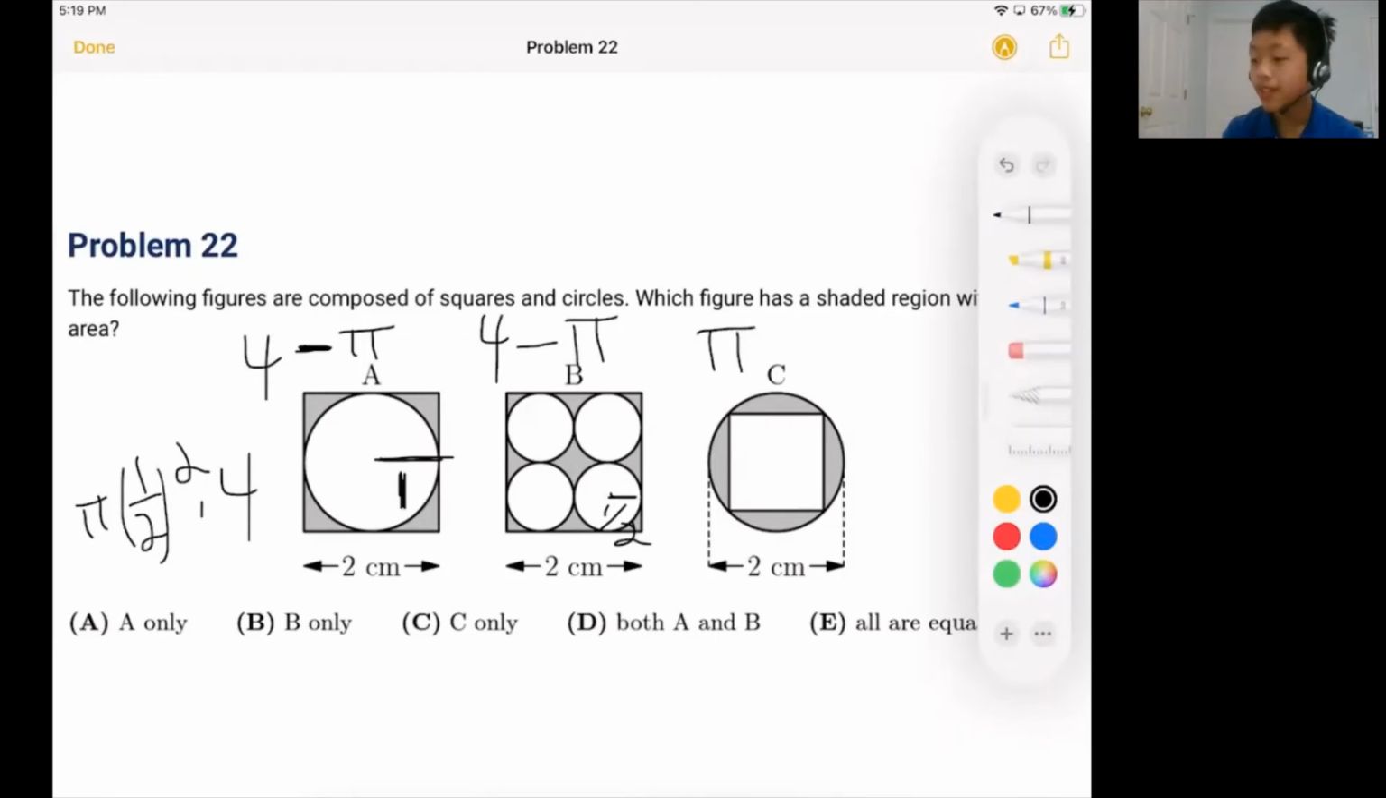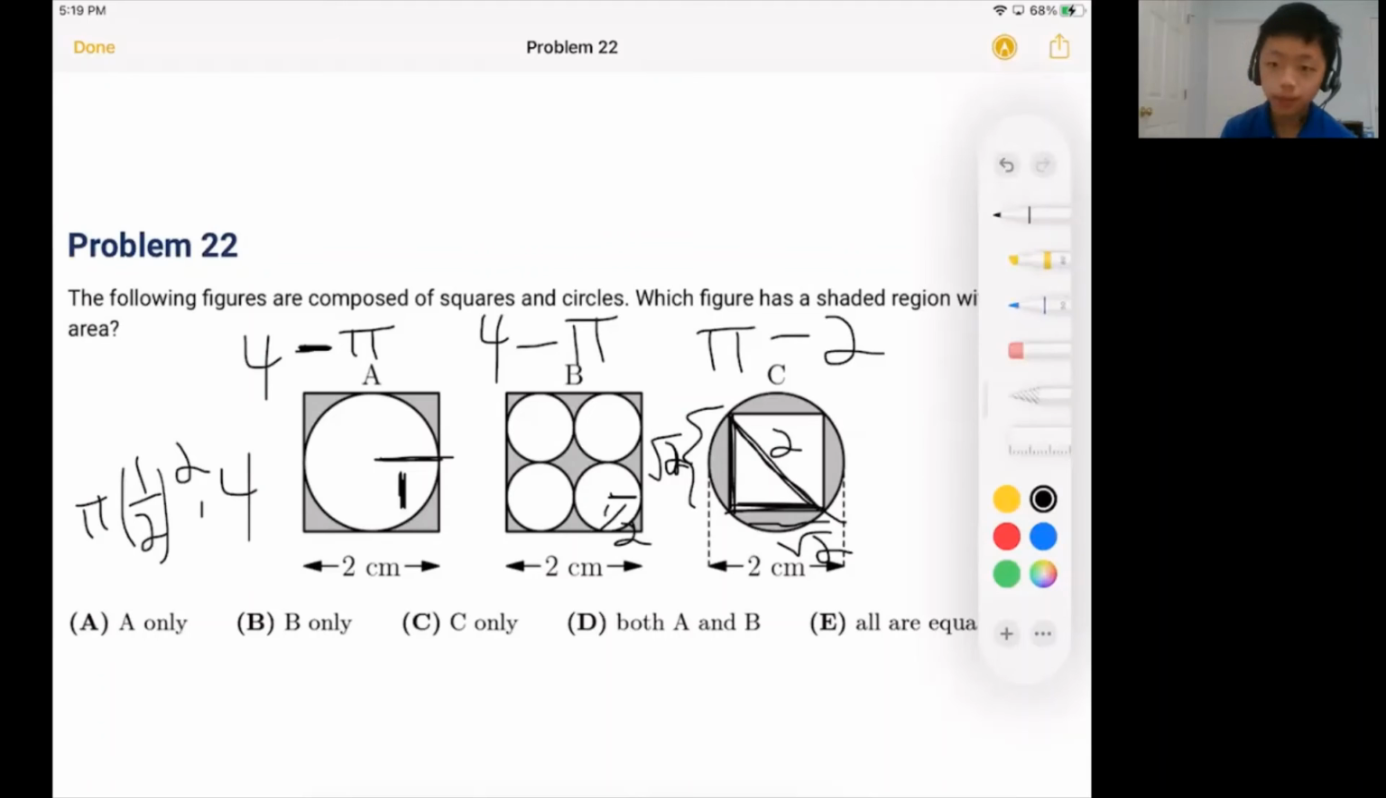Then we know that the diameter of the circle, they told us, is 2. So that tells us that the diagonal of that square has length 2. So you can find that each side of the square has length square root 2. To find the area of the square, you just do square root 2 squared. That gives us 2, so we subtract 2. The area of the white square is 2, so pi minus 2 represents the area of the shaded region.